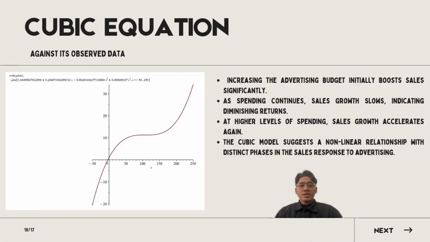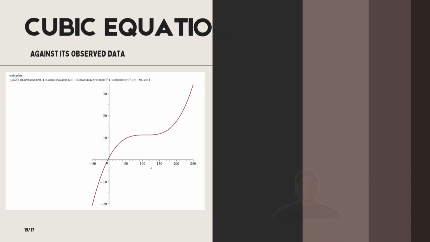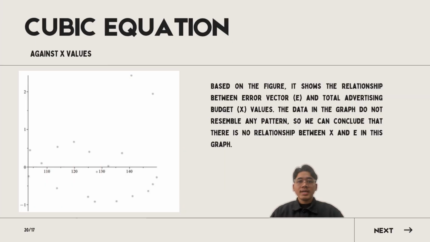From the cubic equation found before, the graph against its observed data shows that increasing the advertising budget X initially boosts sales Y significantly, then leads to diminishing returns, but eventually results in accelerated sales growth at higher spending levels. For the cubic equation against X values, it shows the relationship between error vector E and total advertising budget X values. The data in the graph do not resemble any patterns, so we can conclude that there is no relationship between X and E in this graph.